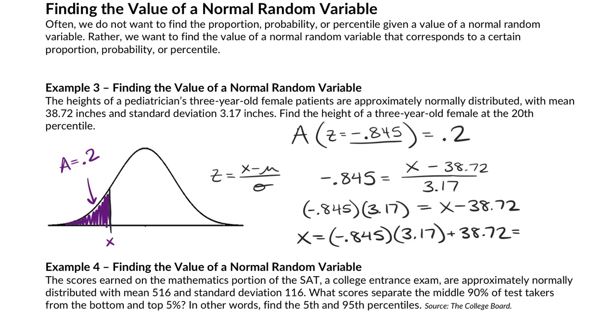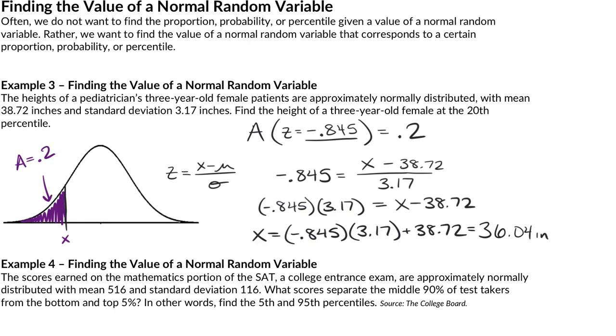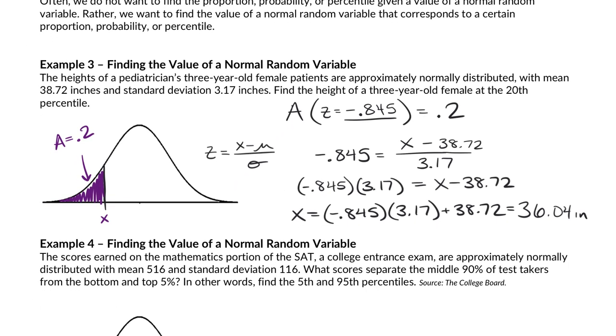What did y'all get? 36.04 inches. So if a 3-year-old female was 36.04 inches tall, she would be in the 20th percentile. Bonus points, what does it mean to be in the 20th percentile? It means 80% of the people did better. 80% of the people did better than you. Or in this case, are taller. Because we're measuring height.